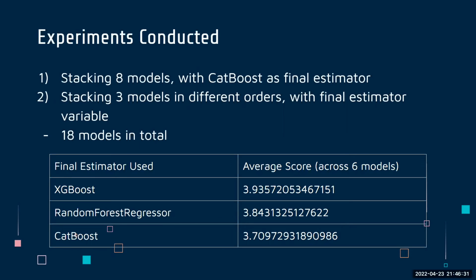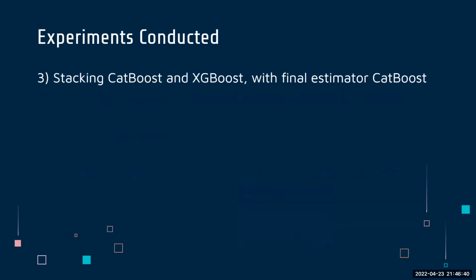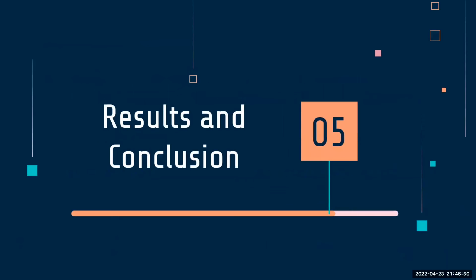For the final estimator, we discovered that cat-boost resulted in the best performance, while XGBoost resulted in the worst performance. Lastly, to improve our results, we decided to reduce the number of models even further, leaving only the cat-boost and XGBoost models in the stacking ensemble. Now we will talk about our results, some of our novel ideas, and give some concluding remarks for this project.